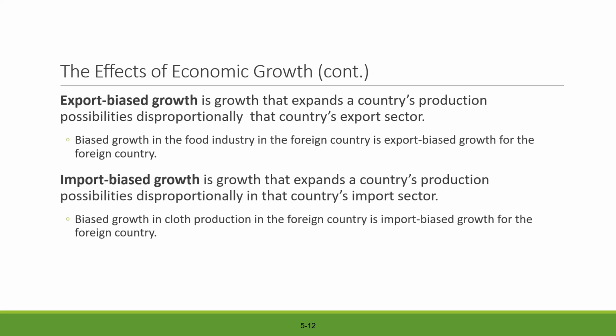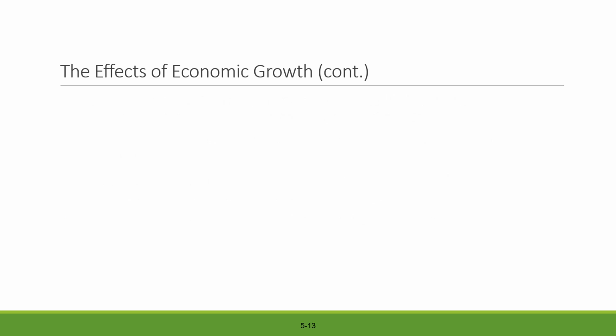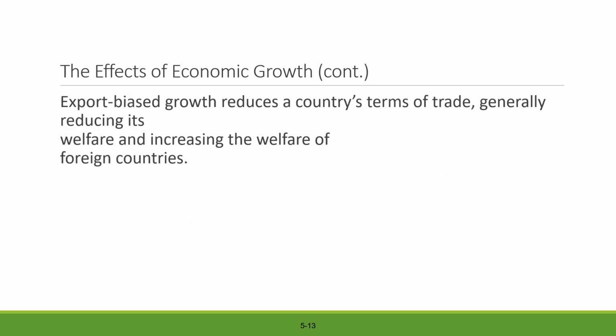What is the consequence? Export-biased growth reduces a country's terms of trade, generally reducing its welfare and increasing the welfare of foreign countries. Why? Because whenever we are exporting something and the overall supply increases, the prices will decrease. Hence, they are importing it more cheaply than before. So their terms of trade increase, whereas our terms of trade have decreased.